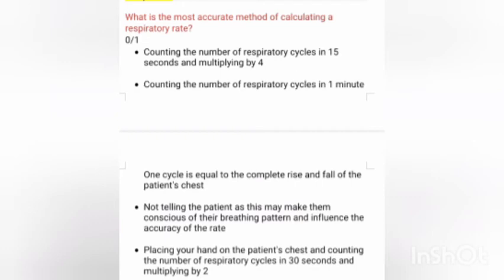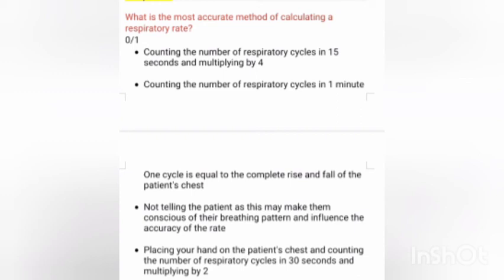Next question, what is the most accurate method of calculating a respiratory rate? Option A, counting the number of respiratory cycles in 15 seconds and multiplying by 4. Option B, counting the number of respiratory cycles in 1 minute. One cycle is equal to the complete rise and fall of the patient's chest.